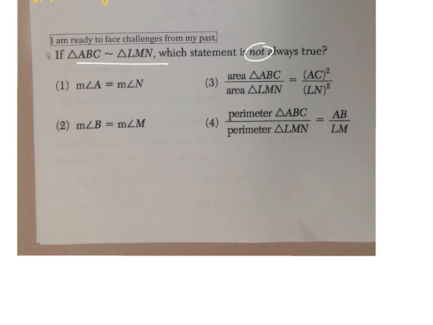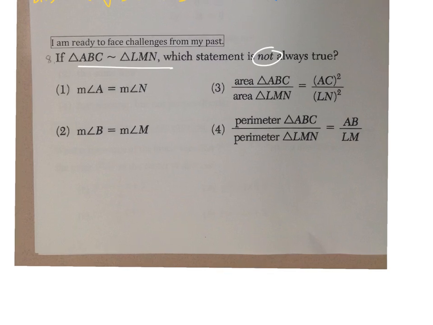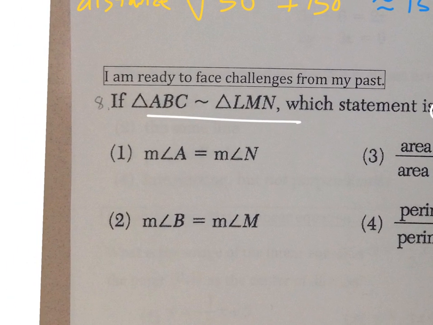Well, without even drawing a picture, I can take a look at the similarity statement, and I'll know that since these are similar triangles, that's what the symbol means, similar, that angle A is the same as angle L, guaranteed.